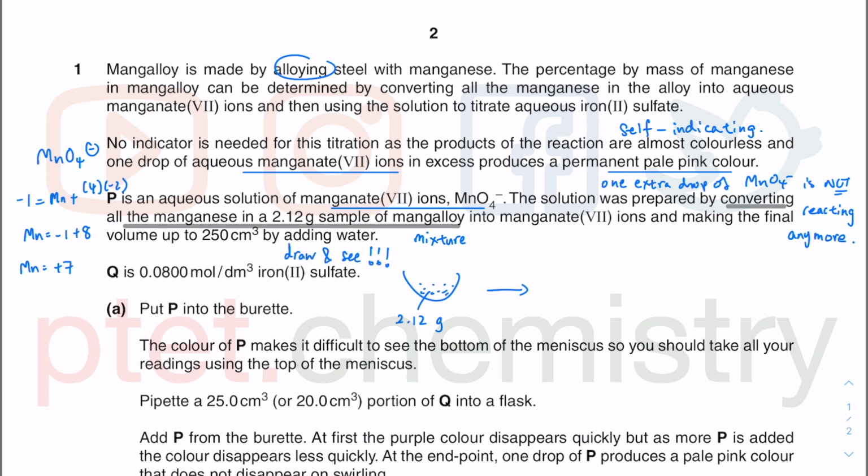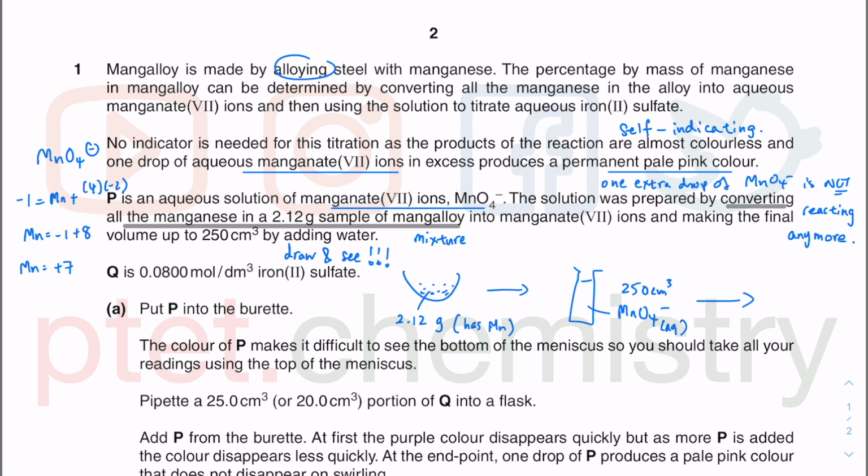If you can see what is happening, things become much easier rather than you just using random formula and doing some random calculation. So all of these has manganese, but not all of it is manganese, and then you react it such that you get everything as MnO4-. So that is MnO4-, and then you make it up to 250 cm3. So this is 250 cm3 of this purple colored solution here.